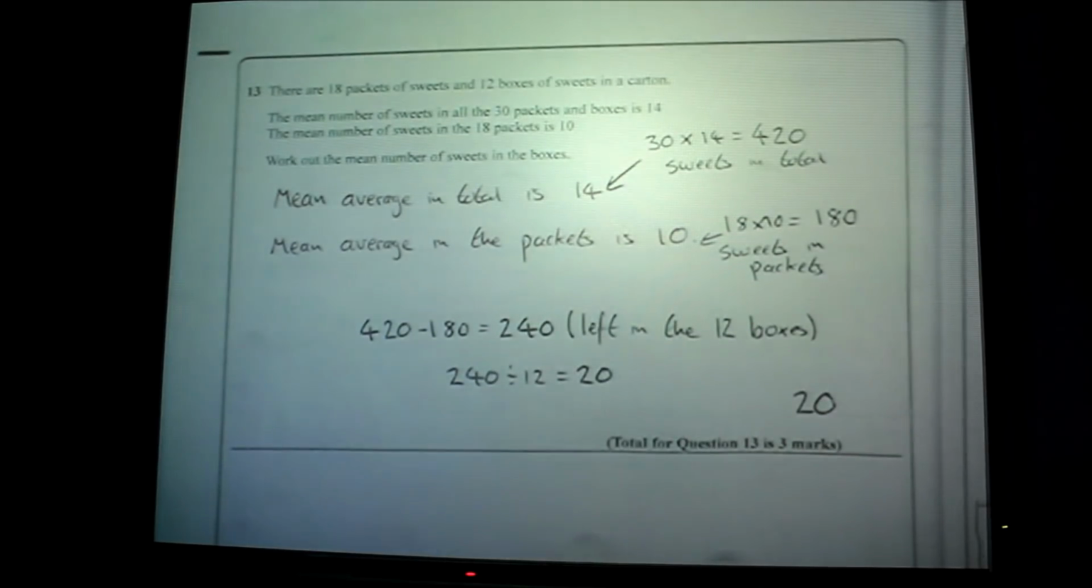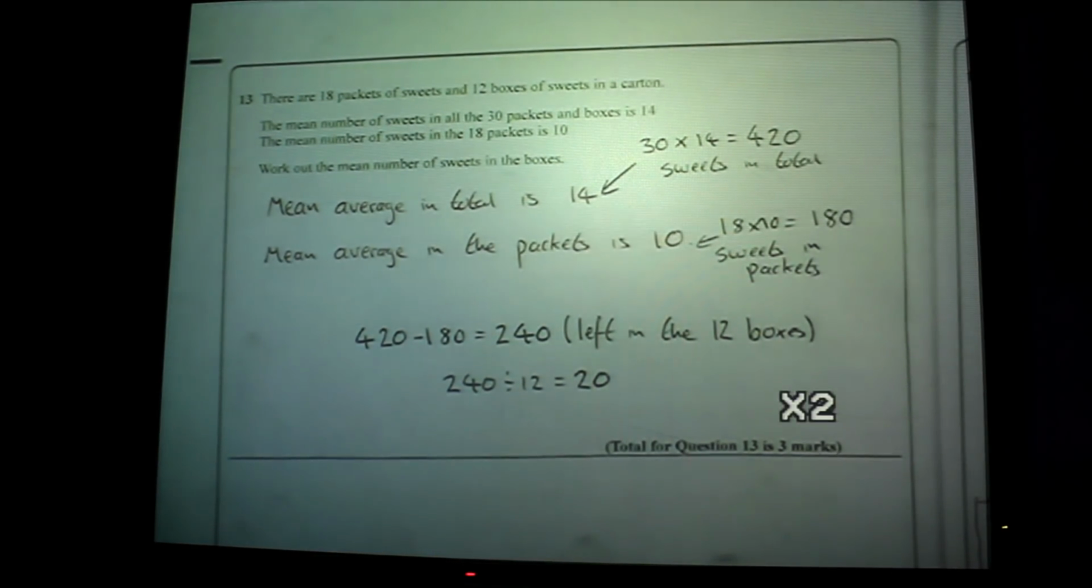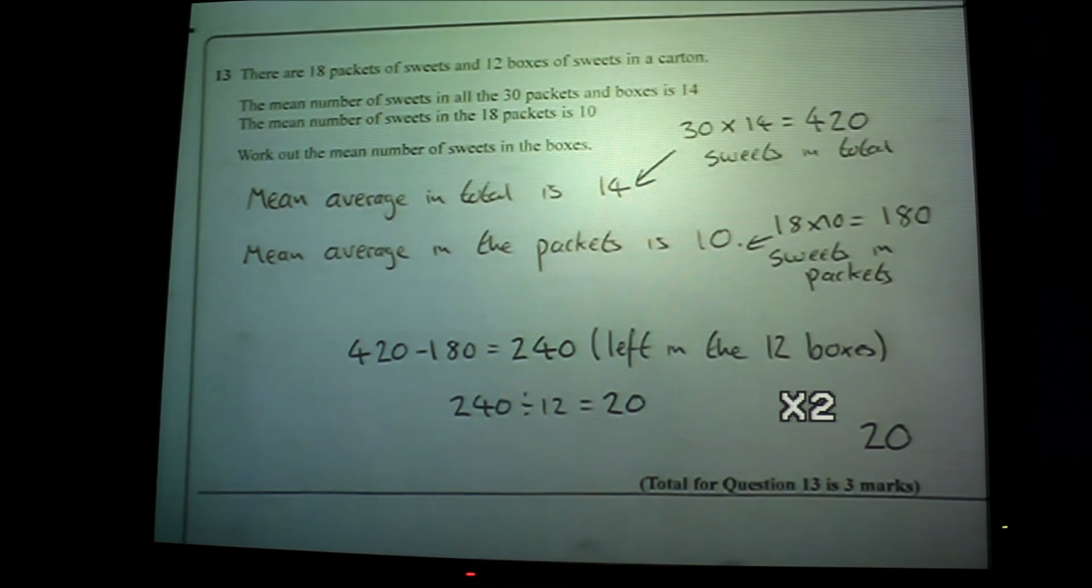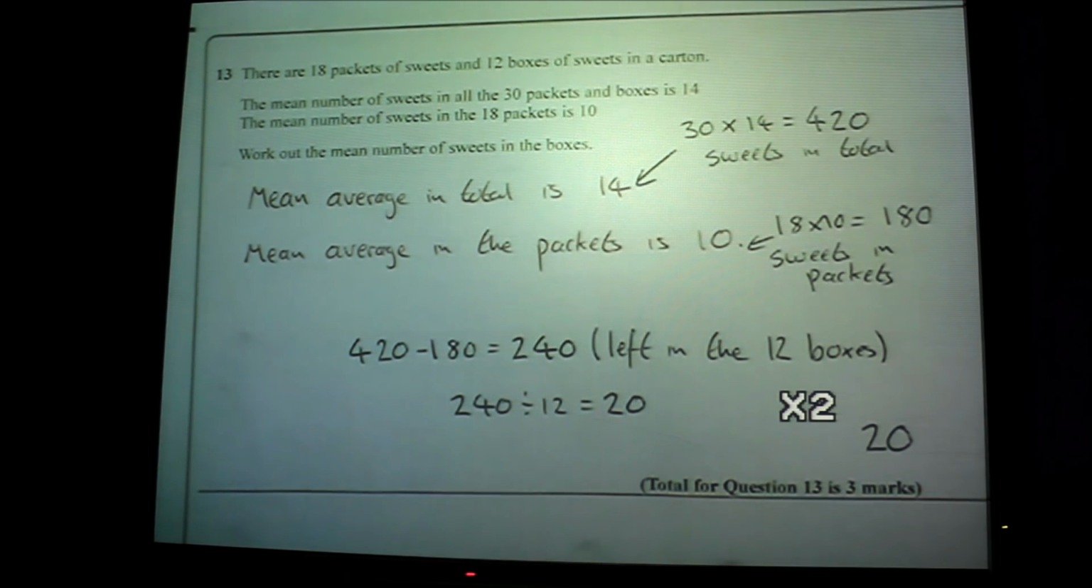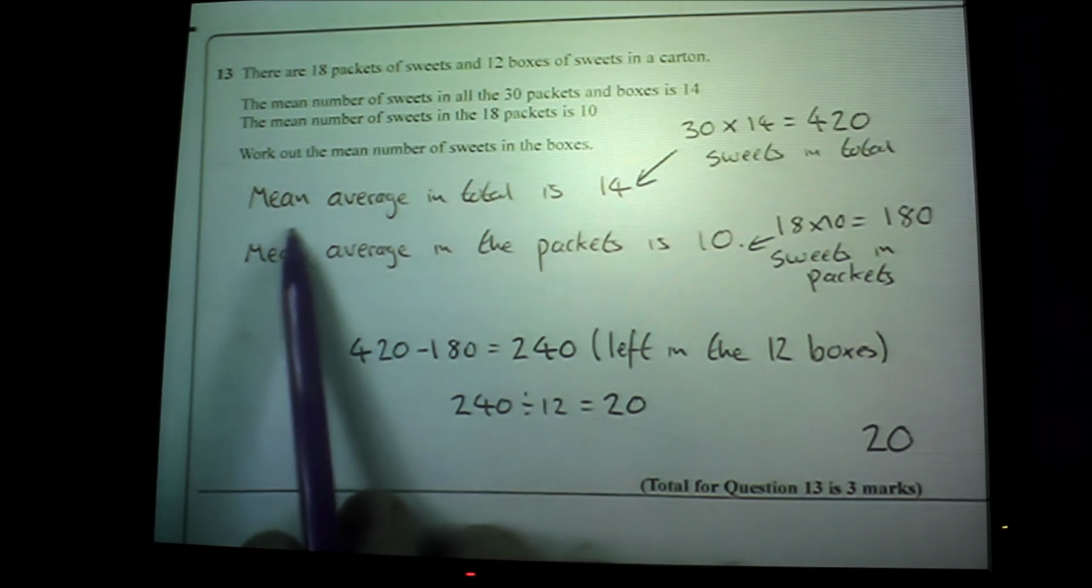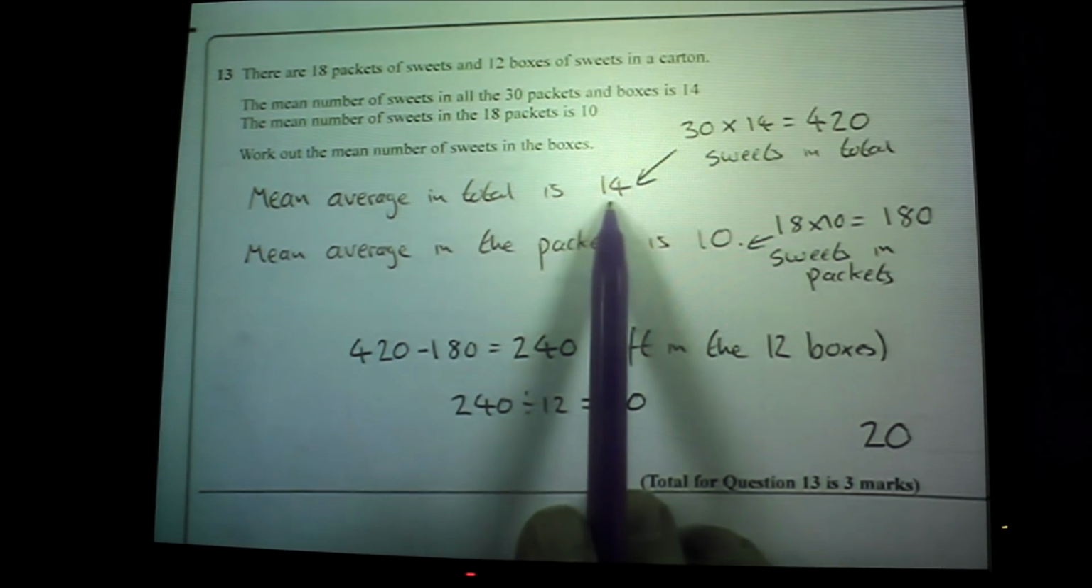Question 13. Moving on. I always say these questions are fiddly. I thought this one was a bit fiddly as well. There's 18 packets of sweets and 12 boxes of sweets in a carton. The mean number of sweets in all the 30 packets and boxes is 14. So what I've done here, look, the mean average in total is 14.